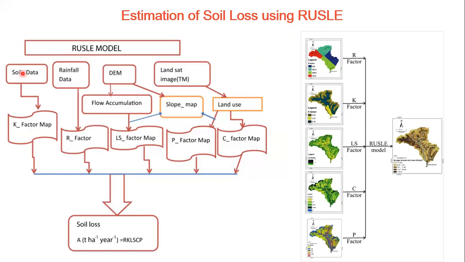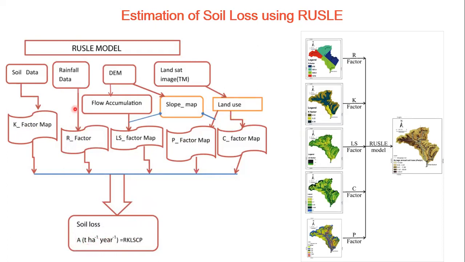With the help of some soil data set, rainfall data set, DEM, land use map and slope map, you will create different factor maps like K factor, R factor, LS, P, and C factor. And after creating all these factor maps, by simple mathematical multiplication, we calculate the soil loss map in the particular unit.